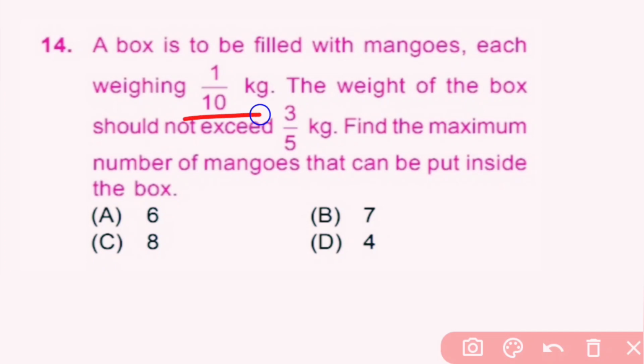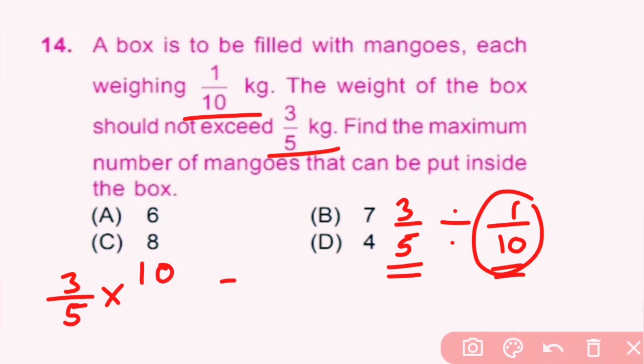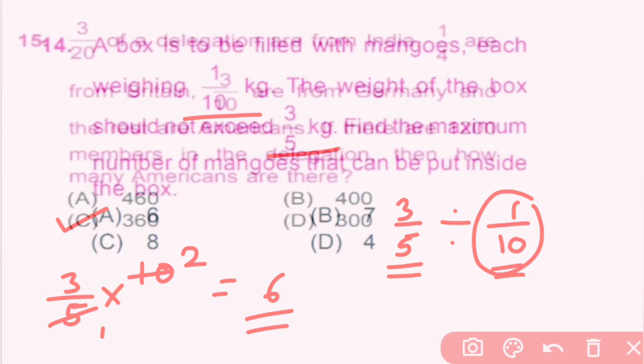So here each mango weighs 1 by 10 kg. And the weight of the box is 3 by 5 kg. So to find out the number of mangoes, we need to divide the weight of the box by the weight of each mango. So 3 by 5 into, we take the reciprocal of this, 10. Here 5 ones are 5, 5 twos are 10, and 3 into 2 is 6. Means 6 mangoes can be put inside the box. A is the correct answer.